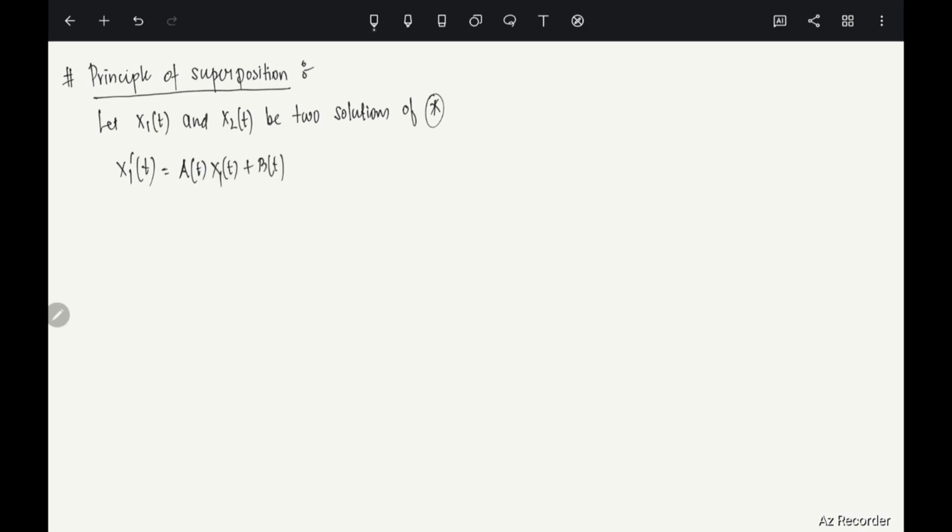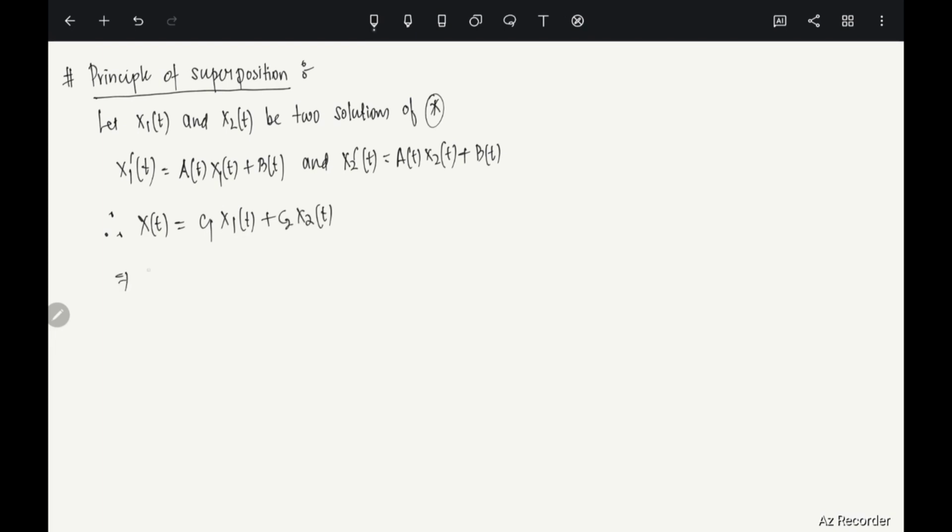And so, sorry, x1'(t) is a(t) x1(t) plus b(t), and also x2'(t) is nothing but a(t) x2(t) plus b(t). So those are always satisfied. Therefore, if we define a new function x(t), which is nothing but c1 x1(t) plus c2 x2(t).